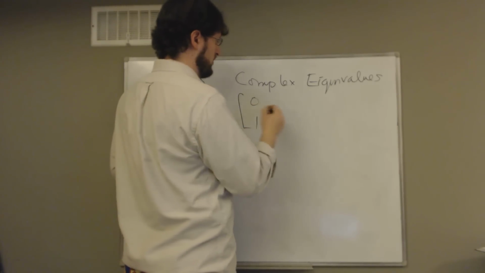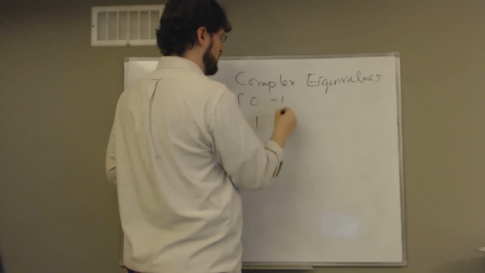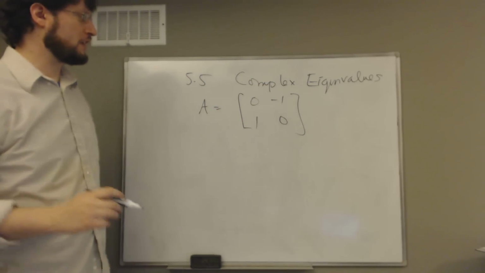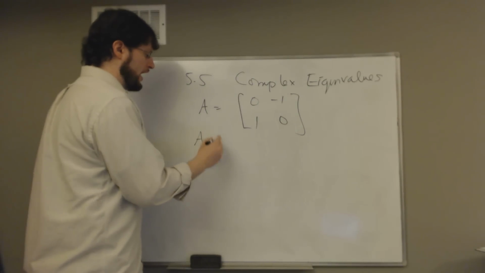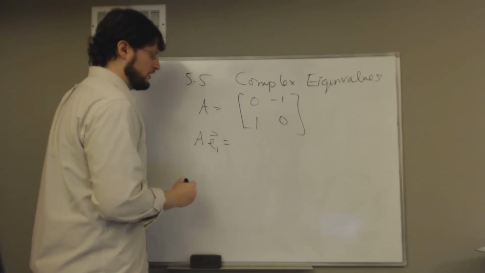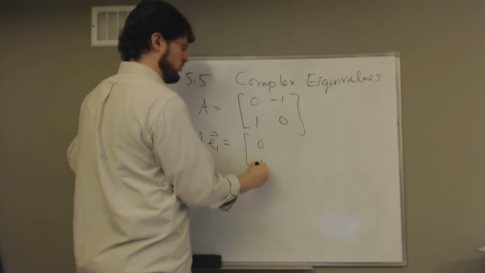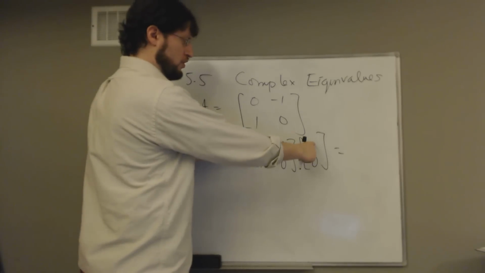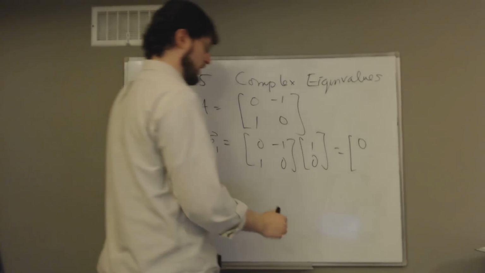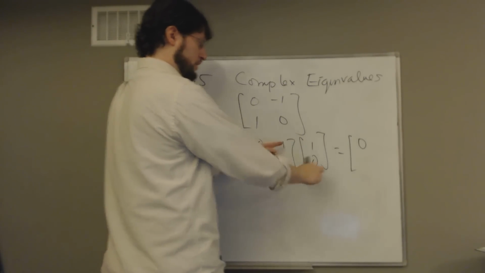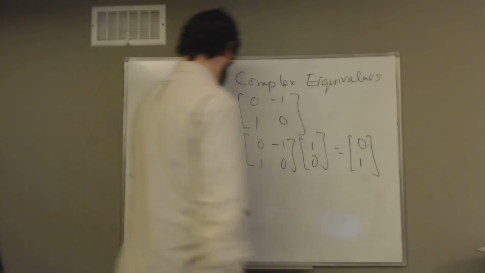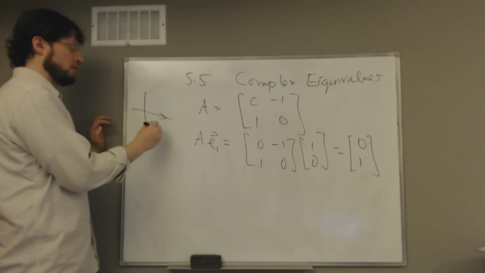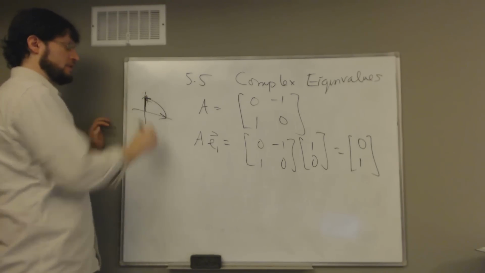0, 1, minus 1, 0. So let's look at this matrix: 0, 1, minus 1, 0. Let's remember for a second what this actually does. Notice that A times E1 is 0, 1, minus 1, 0 multiplied by 1, 0, which is 0 plus 0 and 1 plus 0. So 0, 1. So 1, 0 gets sent to 0, 1.